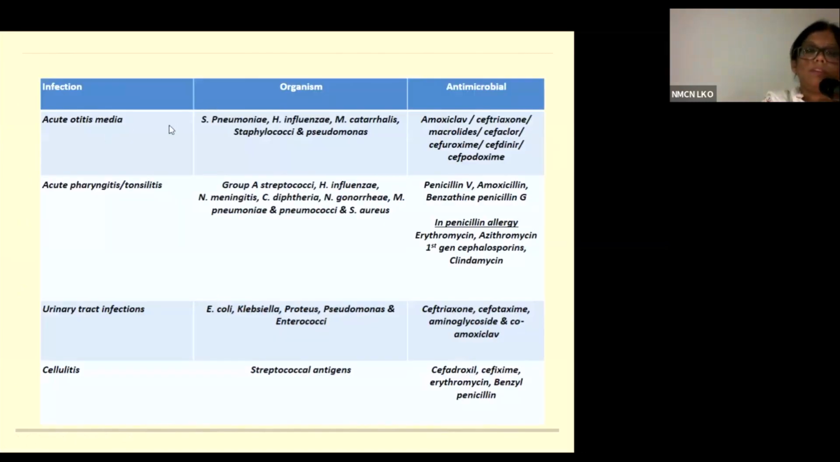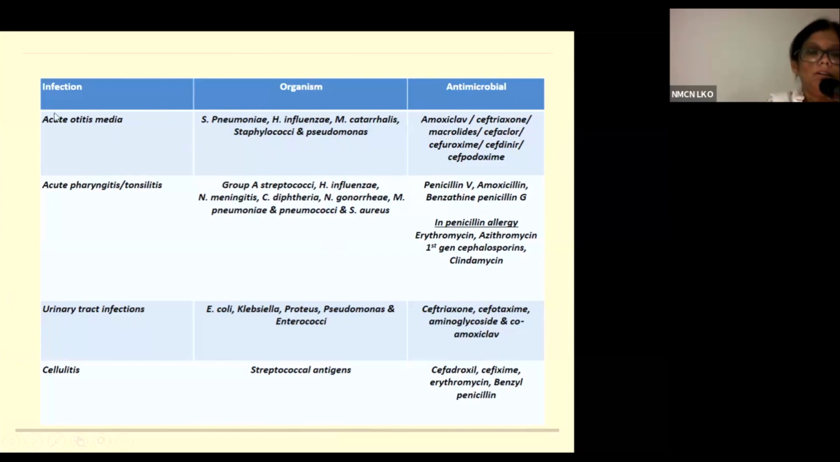So this is just a chart to show the common organisms encountered in the pediatric age group and the first line antibiotic that we should start. All these are community acquired. We are not talking just about hospital acquired infection. These are all community acquired.